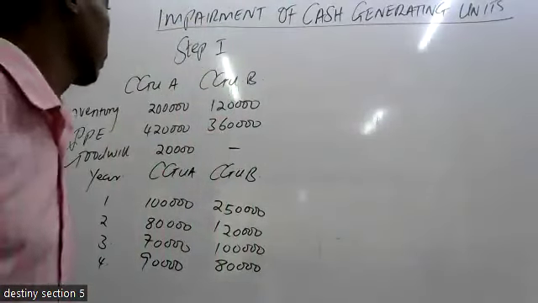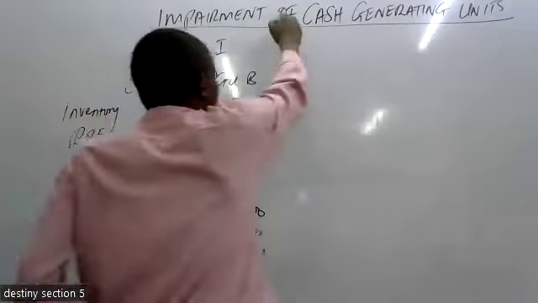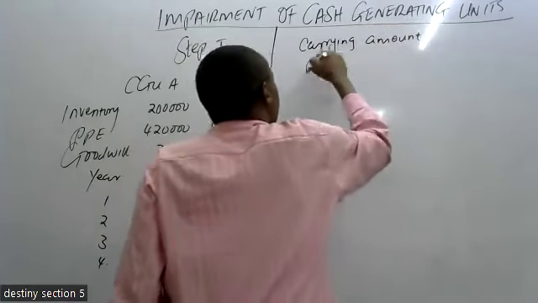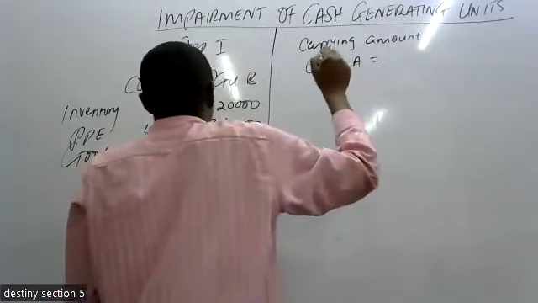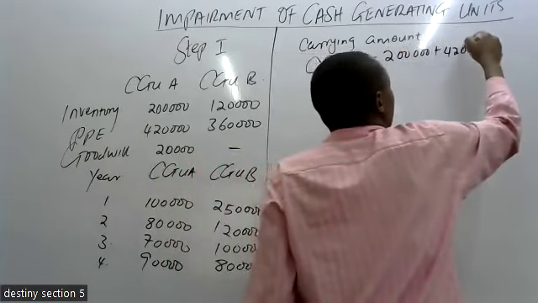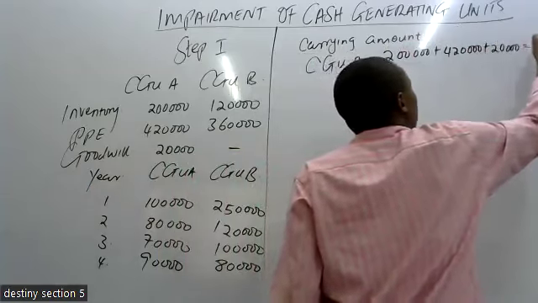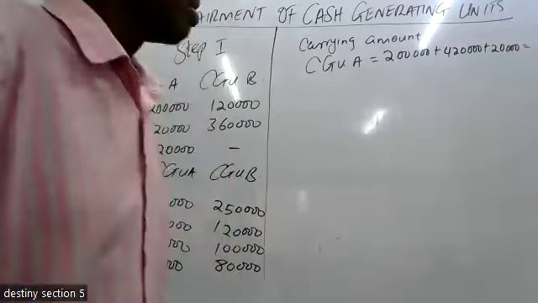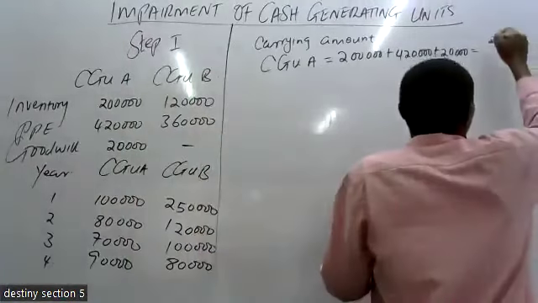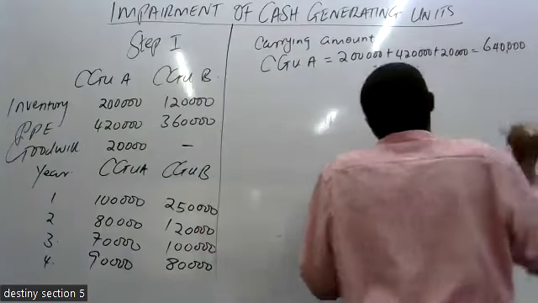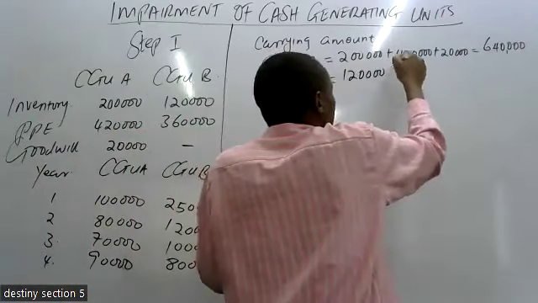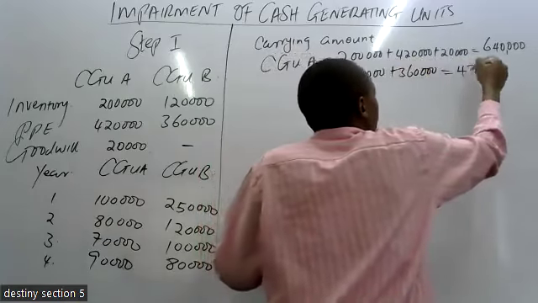Solution. We start with getting the carrying amounts. Carrying amount. CGU A is 200,000 plus 420 plus 20. That gives me, if I'm not wrong, 640. CGU B: 120 plus 360, 480.